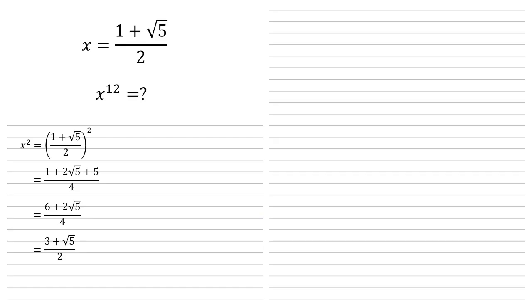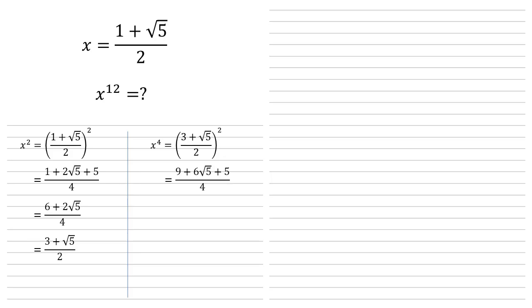If we now square again, we're going to get that step closer to x to the power of 12. So squaring x squared, we get x to the power of 4 because we multiply those powers together. So x to the power of 4 is going to equal the square of 3 plus root 5 all over 2. So again, we're going to square the top, we're going to square the bottom.